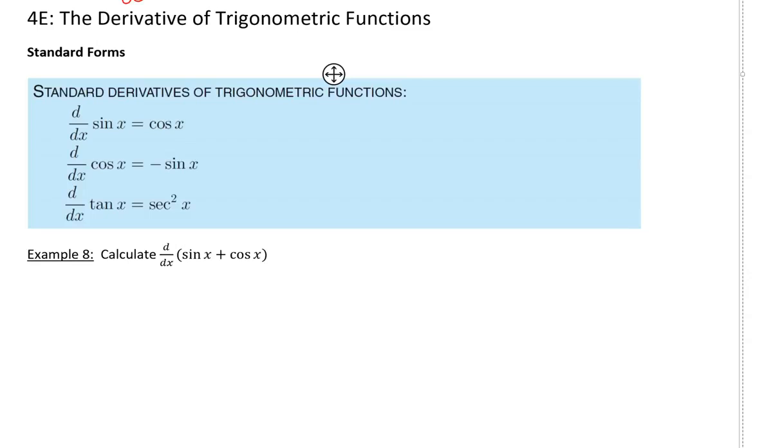Now, what I'm going to ask you to do is to remember these three standard derivatives. You'll find them on your formula sheet as well. We need to know the differential of sine is cos, differential of cos is negative sine, and the differential of tan is sec squared.